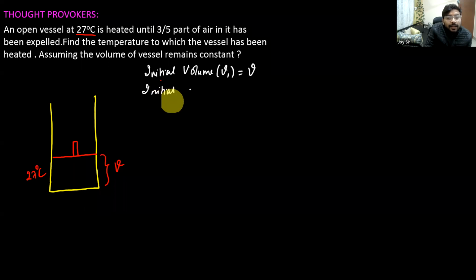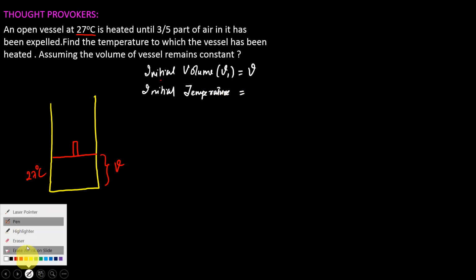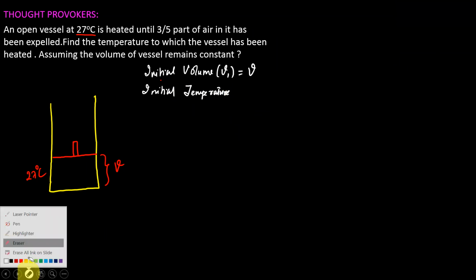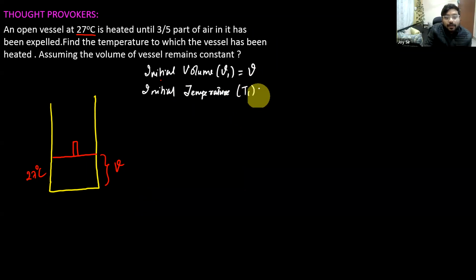Initial temperature T1 is equal to 300 Kelvin. How come? Because 27 plus 273 is 300. 27 degrees Celsius means 300 Kelvin. Now what happens? The piston will go up. It has to go up because 3/5 part of the air will actually go out.